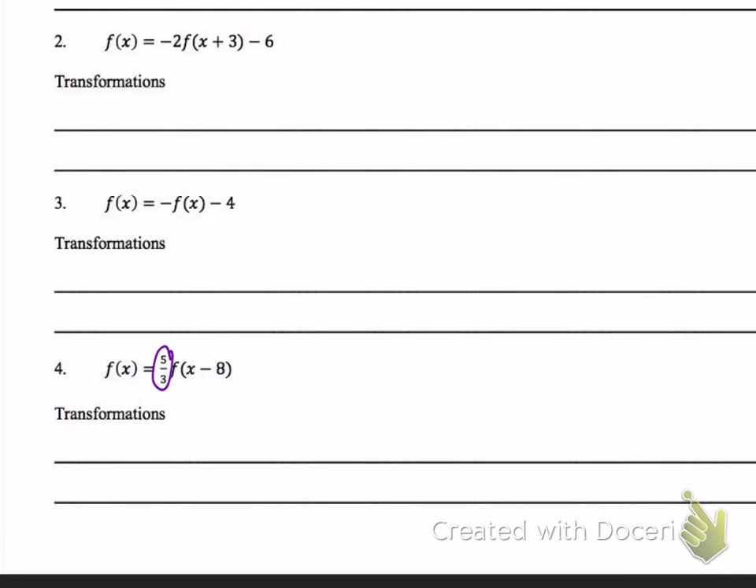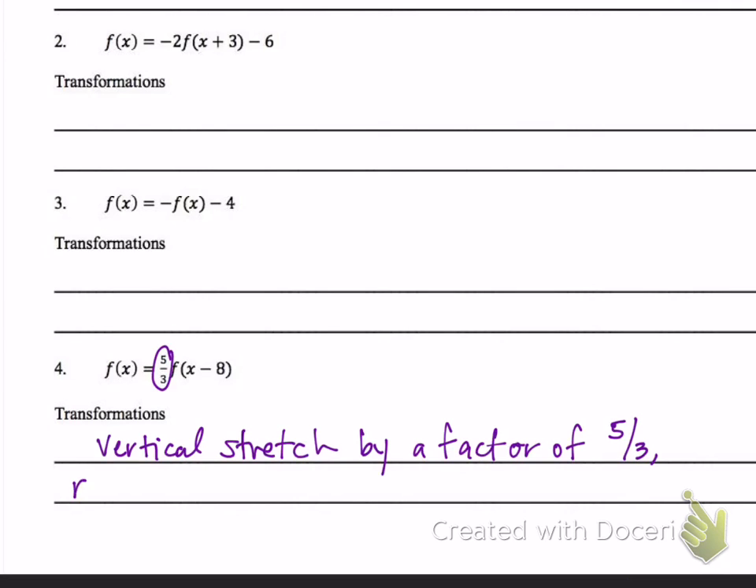So it's 5/3. So I'm going to say a vertical stretch. Why is it a stretch and not a shrink? It's greater than 1 because 5/3 is a number. Even though it's a fraction, it's bigger than 1. So vertical stretch by a factor of 5/3. And then what else does it do? Right 8 units. Good.